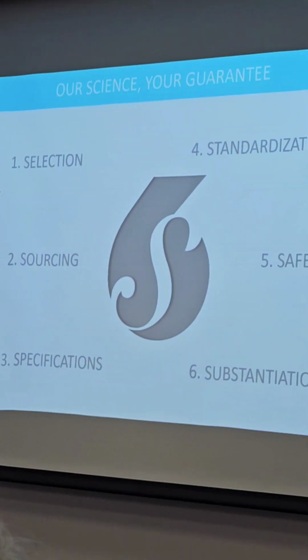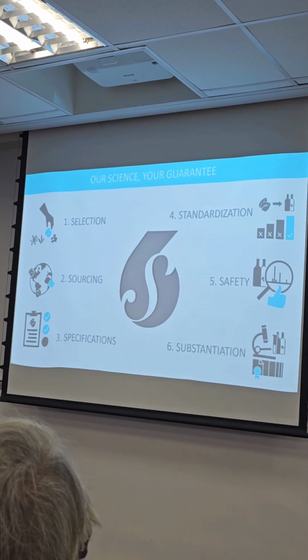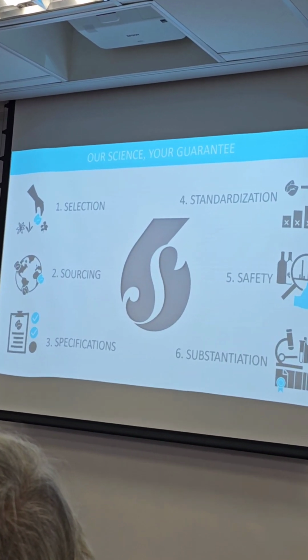I want to talk to you now a little bit about our process. So that was people. Now let's think about how we build our products at USkin, the process. And the process is called our 6S process.